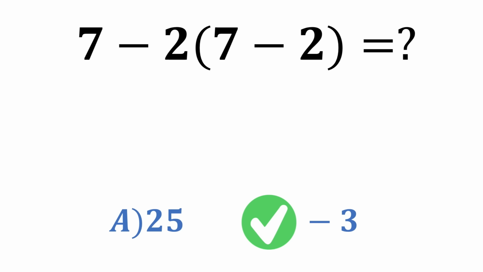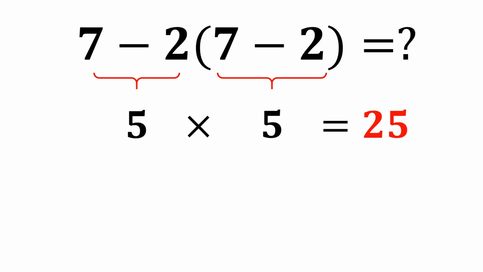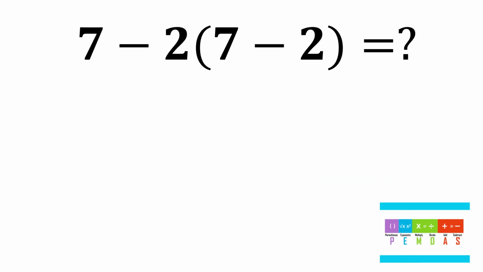If you got 25, you probably did this. You said 7 minus 2 equals 5. And inside the parentheses, 7 minus 2 also equals 5. So 5 times 5 equals 25. But the problem is, you didn't fully follow the order of operations. In PEMDAS rule, parentheses come first. That means we must solve inside the parentheses, then do multiplication, and only then do subtraction.